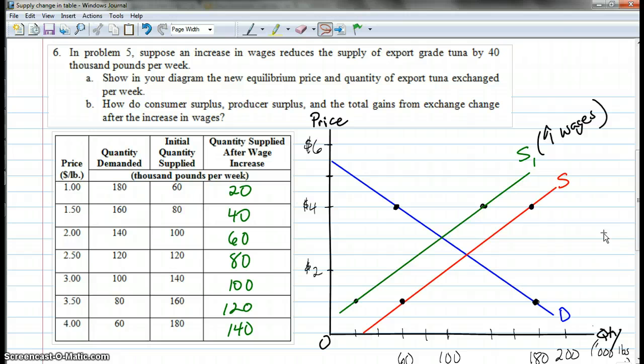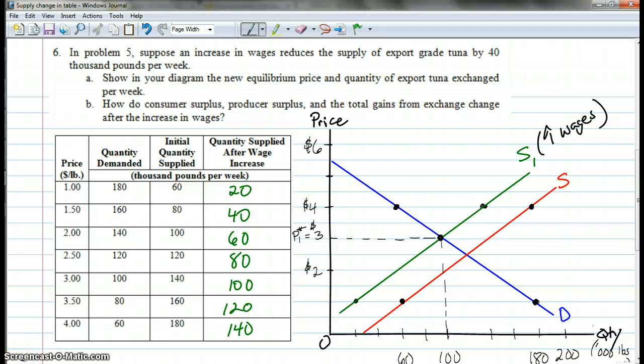Now part A, we're to show in the diagram the new equilibrium price and quantity. And so here's the equilibrium price, of course, the intersection of the blue original demand curve with the new supply curve. And that's a price, call it P star 1, of $3. Corresponding quantity exchanged is 100,000. So that's my new price and quantity in the equilibrium.